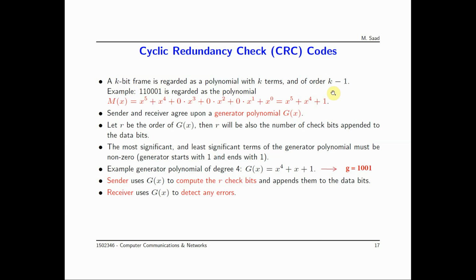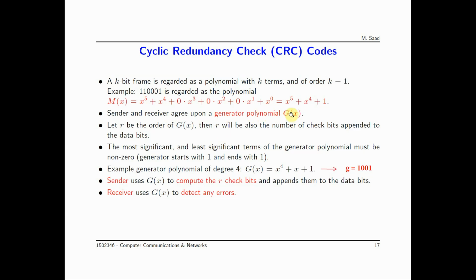Now, how do we use this polynomial in this error detecting code? We say the following: the sender and the receiver agree upon a polynomial that we call the generator polynomial g of x. And from the previous point, we know that the generator polynomial g of x can also be represented as a bit sequence. So sender and receiver agree on a generator binary sequence, or equivalently a generator polynomial g of x.